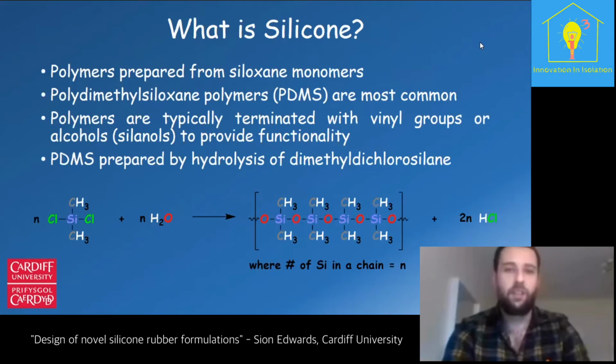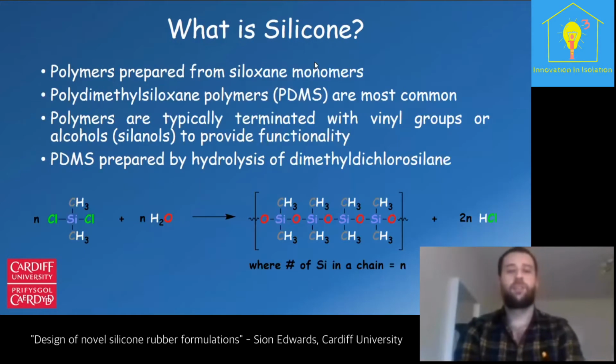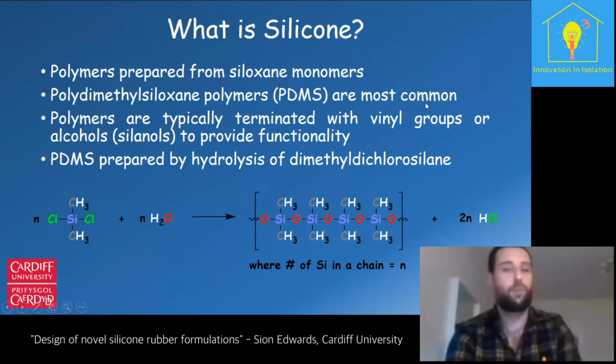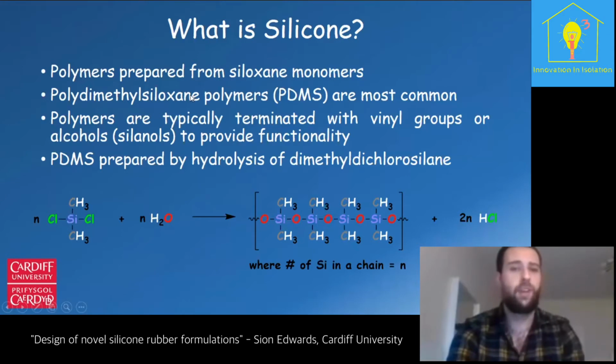So, the first thing to think about is what is a silicone? A silicone is not silicon, this atom here, Si. It's different. The polymer is prepared typically from siloxane monomers. So polydimethyl siloxane, PDMS, are the most common types. And this PDMS polymer is prepared typically by the hydrolysis of dimethyl dichlorosilane, which is this molecule here.